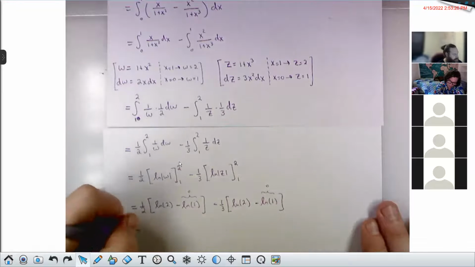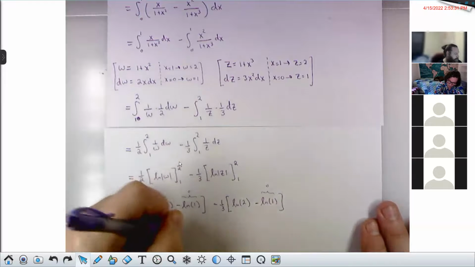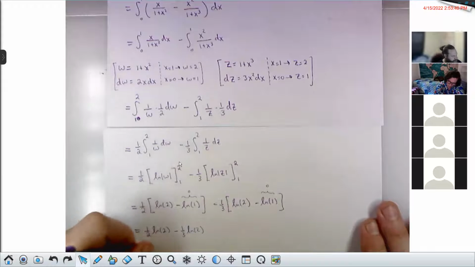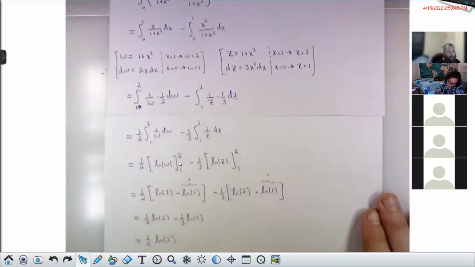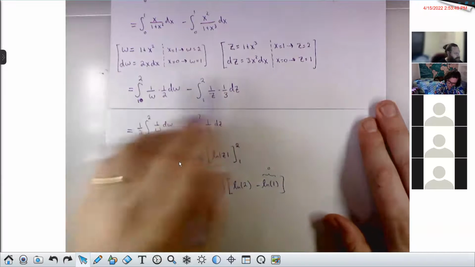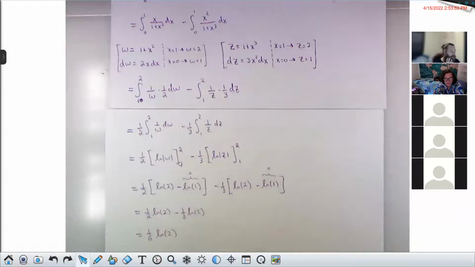And we just get 1/2 natural log of 2 minus 1/3 natural log of 2. And 1/2 minus 1/3 is 1/6. So this is 1/6 natural log of 2. And it is true if you combined these, right? If you did use the same variable, say z in both, and you combine these, you would get a 1/6 integral from 1 to 2, 1 over z dz. It would get you there a tiny bit faster.